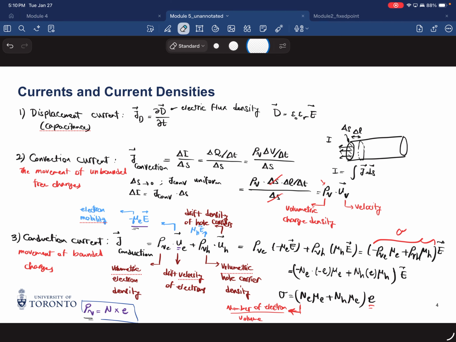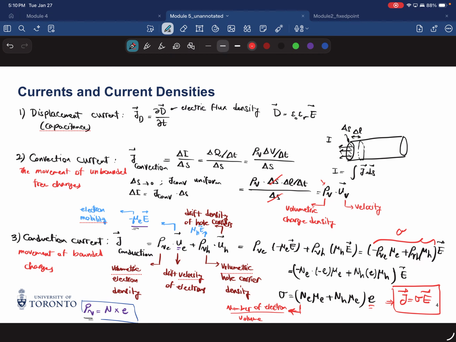Yesterday, we talked about conduction current as a type of current that goes into conductors, basically, okay? And we said it's the conduction current, you can consider it as being sigma multiplied by E. So here, after all of these calculations, what we got was that you can say J is equal to sigma E. And sigma is the conductivity of a material, okay?